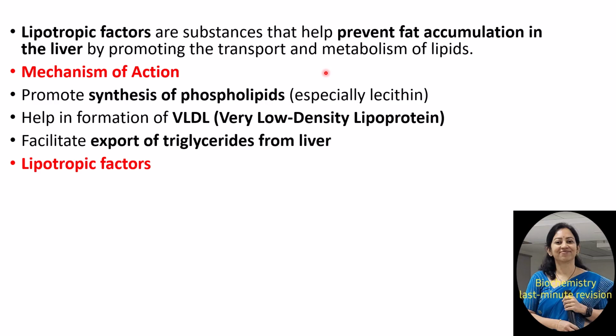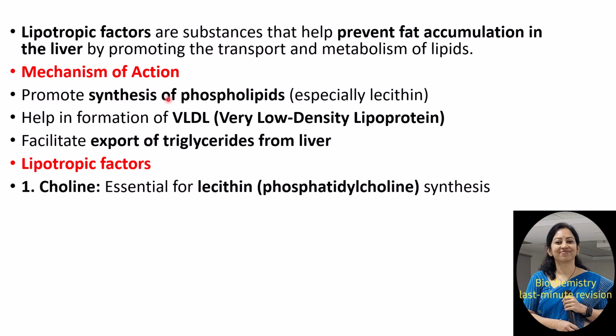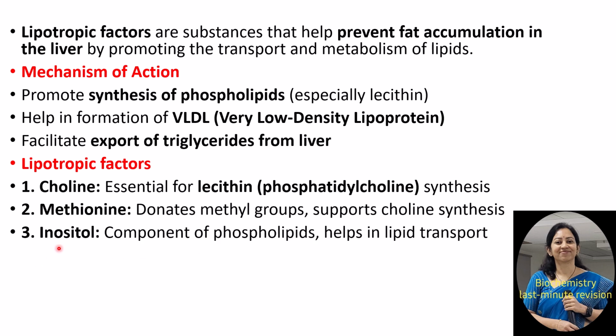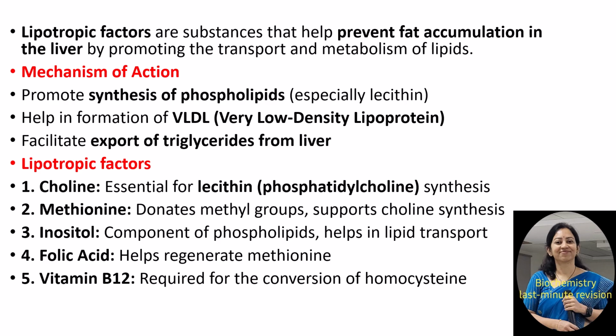Now, which are these lipotropic factors? These include choline. Choline forms phosphatidylcholine, which is lecithin. So this fat gets converted to phosphatidylcholine. That is how it prevents accumulation of fat. Next is methionine. It donates a methyl group and helps in choline synthesis. Inositol is also a component of phospholipid, helps in transportation of lipids and prevents its accumulation. Folic acid and vitamin B12 help in conversion of homocysteine to methionine. That is how they act as lipotropic factors.